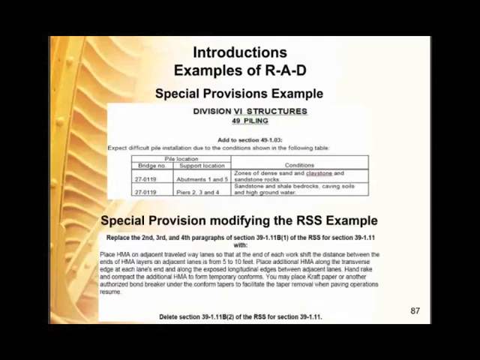The second example shown here is a replace that revises the RSS. Now, important here, this one is revising the revised standard spec in section 39-1.11B1 by replacing the second, third, and fourth paragraphs, and it also deletes section 39-1.01B2 of the RSS. This special provision is included when HMA paving in adjacent lanes must be within 5 to 10 feet at the end of every work shift. The delete portion of this RSS is basically making it so that the contractor cannot use the tapered notch wedge provision as part of the contract.